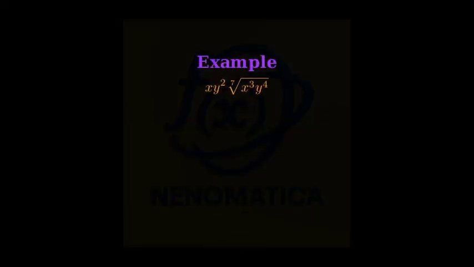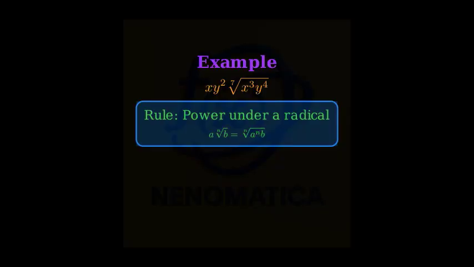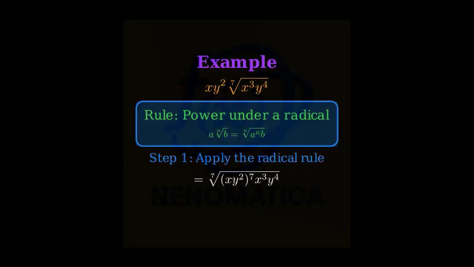We need to simplify the expression x y squared times the seventh root of x cubed y to the fourth. To simplify this expression, we'll use a very important rule for radicals. The rule states that a times the nth root of b equals the nth root of a to the n times b. For our first step, we'll rewrite the expression using this rule. We'll express x y squared times the seventh root of x cubed y to the fourth as the seventh root of x y squared to the seventh power times x cubed y to the fourth.